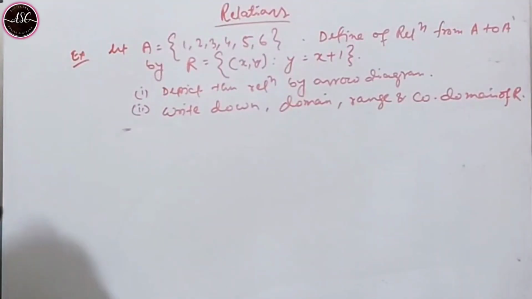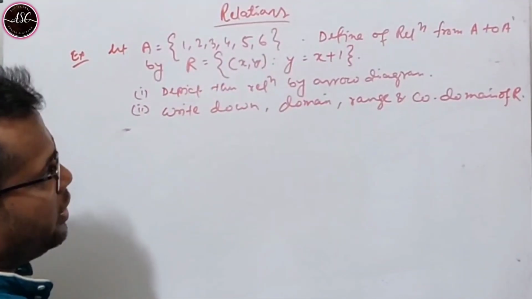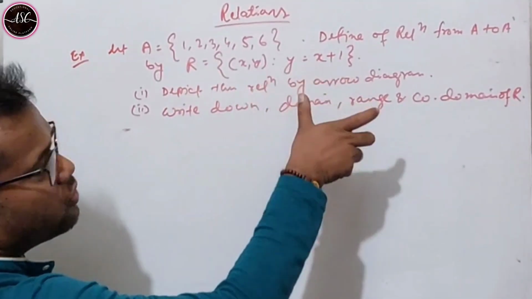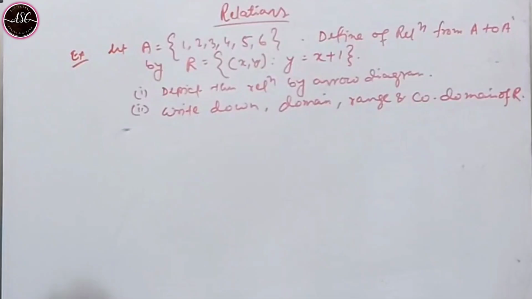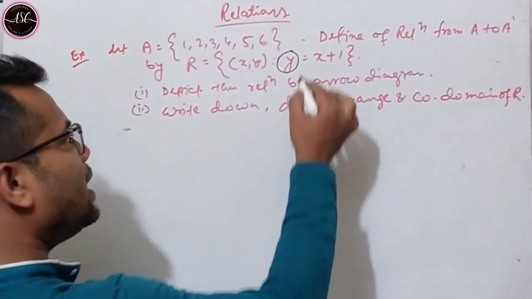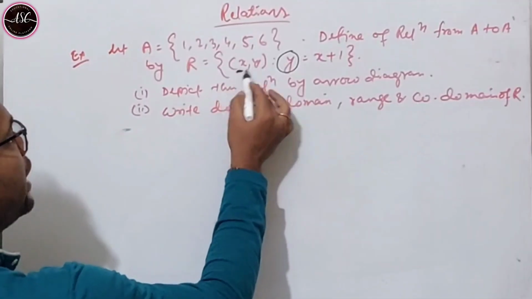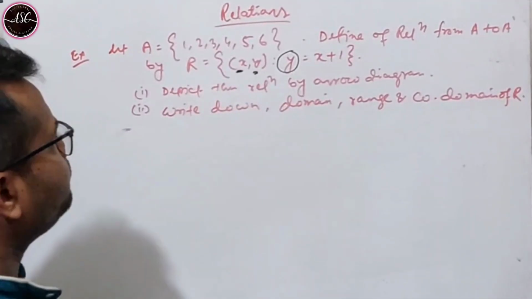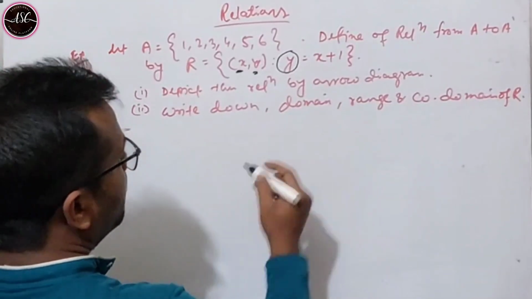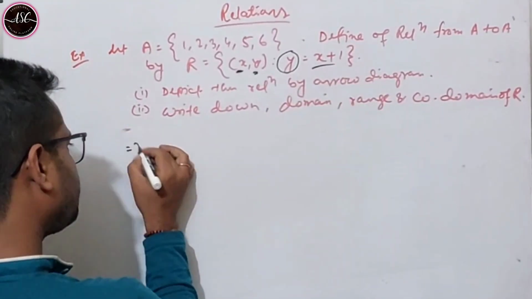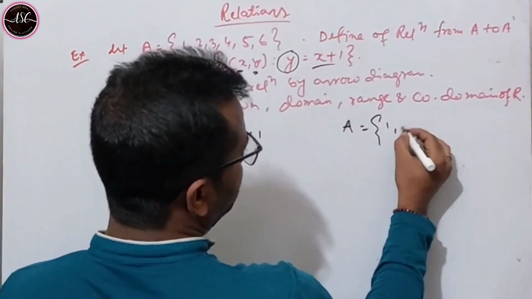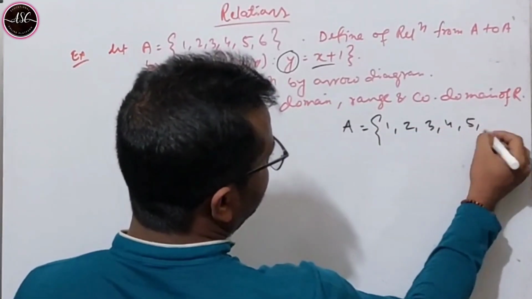Now look at this question. Let A equal to {1, 2, 3, 4, 5, 6}. Define a relation from A to A by this condition: R equal to {(x, y) such that y equal to x plus 1}. So here y is the second element and x is the first element. There is a relation from A to A, that means both sets are A. So now solve this equation, y equal to x plus 1, where A equal to 1, 2, 3, 4, 5 and 6.